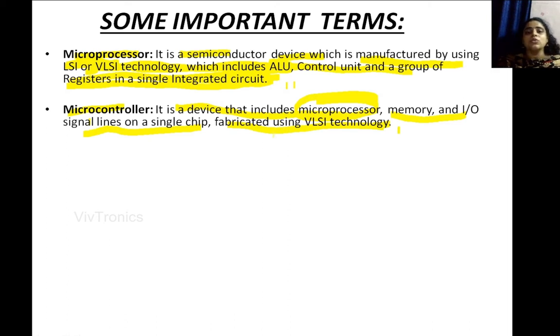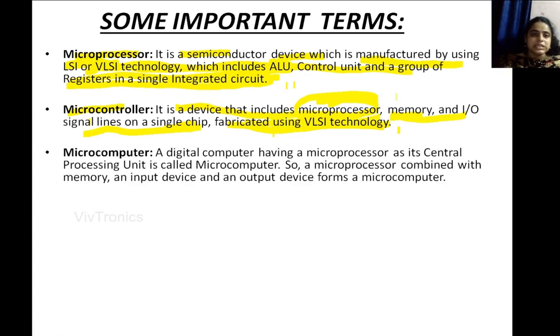So, a microcontroller includes a microprocessor, memory and I/O devices on a single chip fabricated using only VLSI technology. It can't be fabricated under large scale integration circuit, LSI technology. And now what is a microcomputer? A digital computer having a microprocessor as its central processing unit is called a microcomputer.